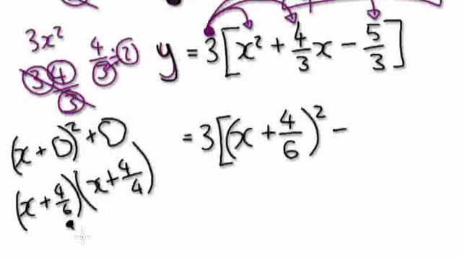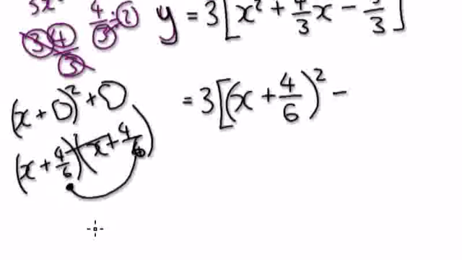So later you're going to get this piece of rubbish here, 4 over 6 times 4 over 6. So let's simplify 4 over 6. Divide top and bottom by 2. So it's basically the same as 2 over 3 times 2 over 3.